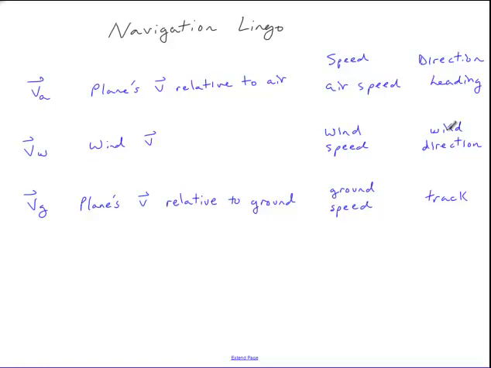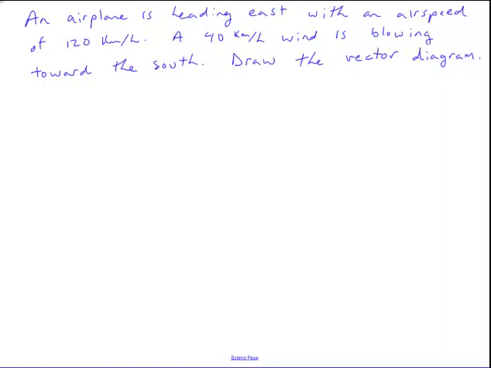Okay, so you might have questions that are worded this way. I find that the speed one kind of gives it away. You're either looking for airspeed, wind speed, or ground speed. A, W, G. Okay, and then you just have to remember the direction ones. So let's do one. An airplane is heading east with an airspeed of 120 kilometers an hour.